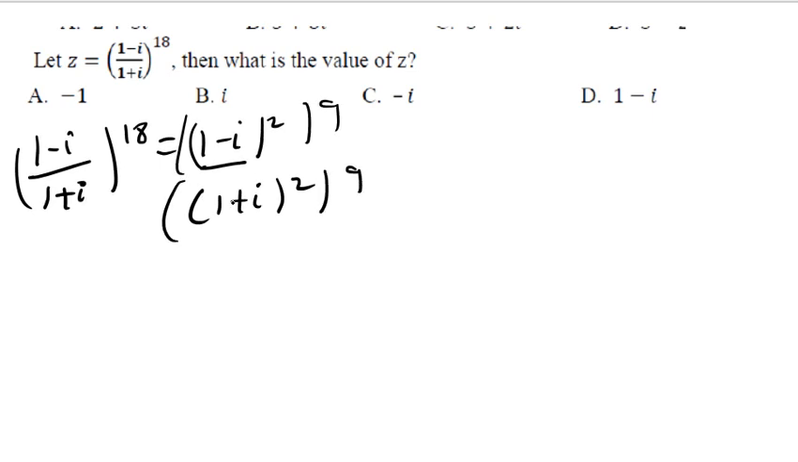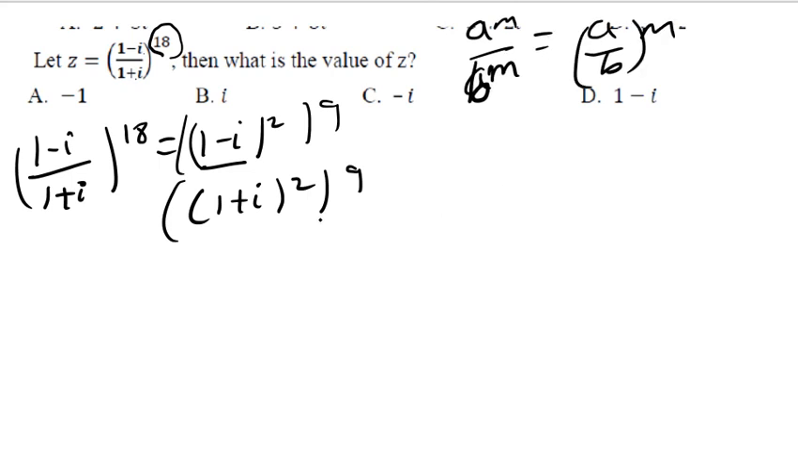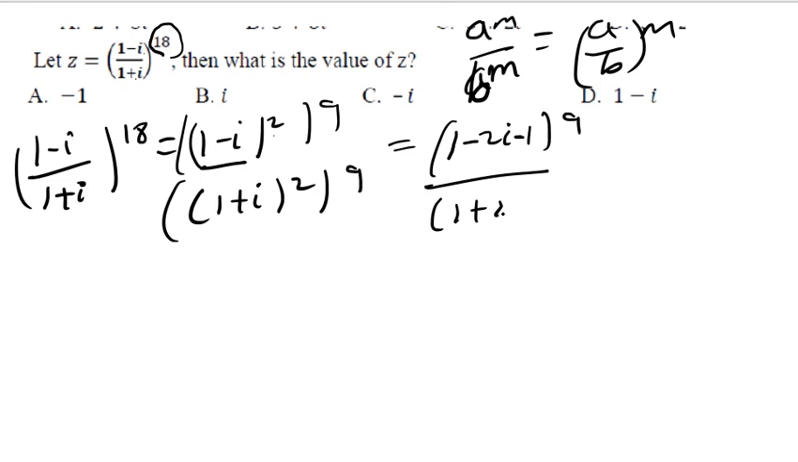We can write it in this form because the exponent can be given for the numerator and for the denominator part. Remember this one, a to the power of m over b to the power of m, we can write it as a over b the whole to the power of m. That's the reverse process. So the 18 is given for each, the numerator and the denominator part. Again, 18 is the same as 2 times 9, so we need to square each of them. The square of 1 minus i will be 1 minus 2i minus 1, the whole to the power of 9 is still there. The denominator part also 1 plus 2i minus 1, the whole to the power of 9.